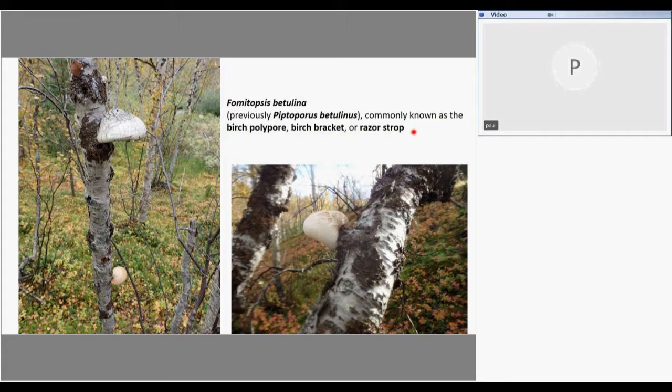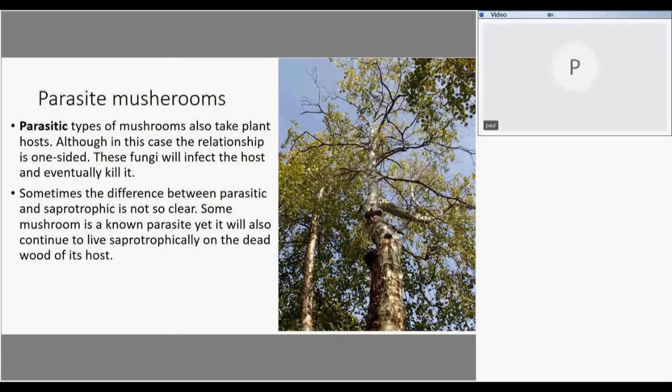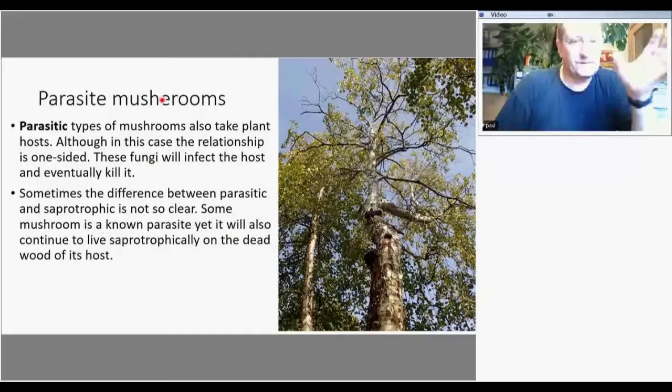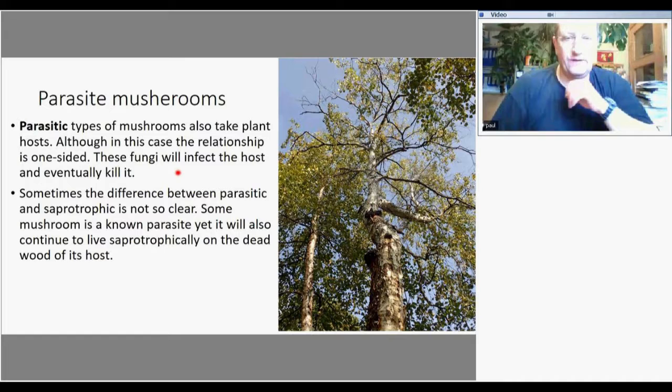Then we have parasitic mushrooms, different types. The different parasitic mushrooms can live on different species. These mushrooms specialize on different trees or different plants, and there are a lot of them. Most of the fungi will kill the host in some years. Some kill within 1 year and some kill within a few years.